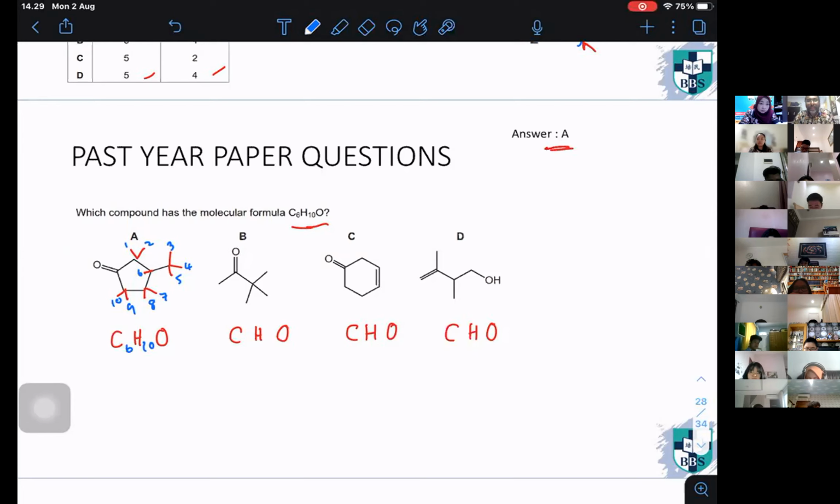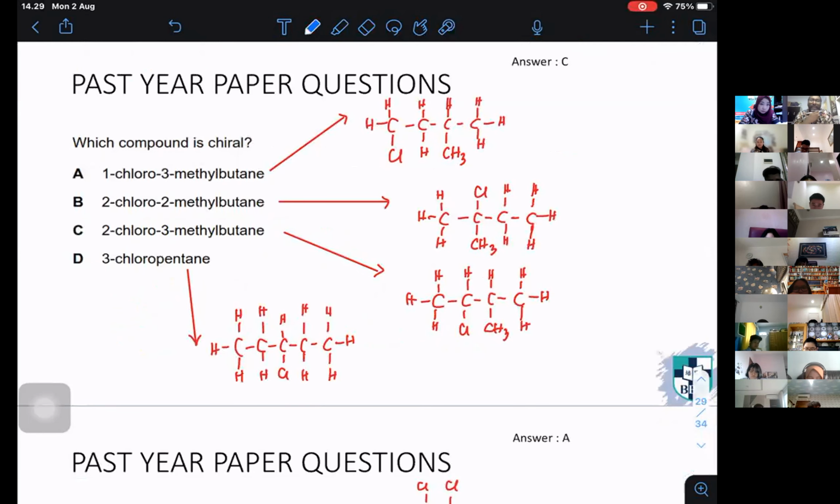Next is which one is chiral. In order to find out whether something is chiral or not, we need to look at the carbon that is bonded to 4 different groups. Same groups cannot. CH3 and CH3 cannot. 2H cannot, not a chiral center. So you eliminate each of them.